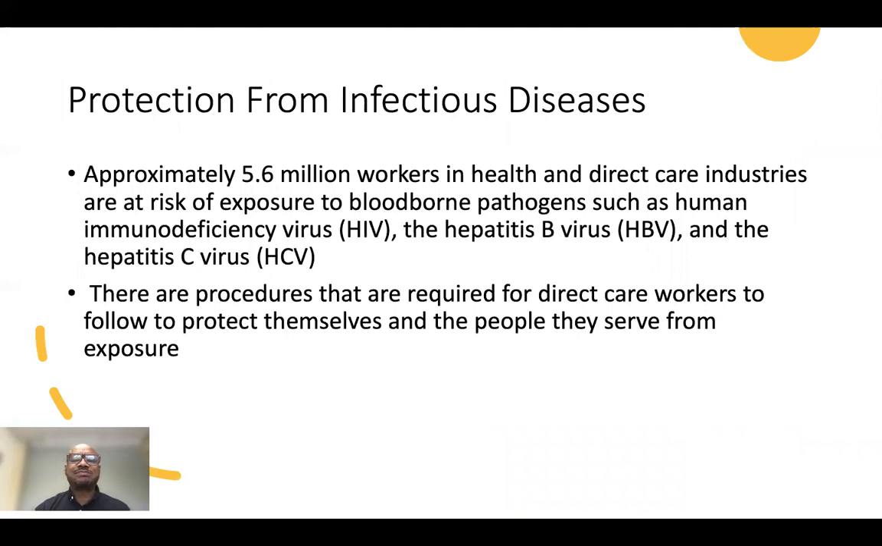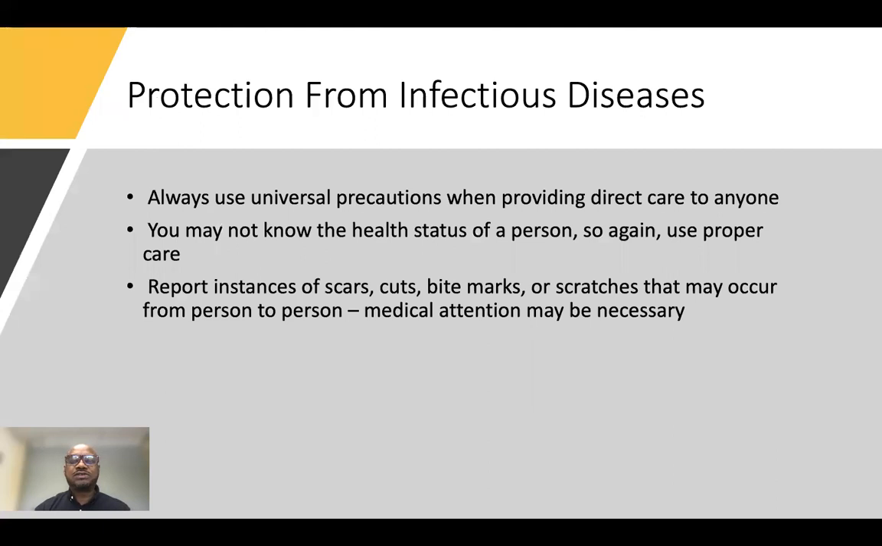Approximately 5.6 million workers in health and direct care industries are at risk of exposure to bloodborne pathogens such as human immunodeficiency virus, HIV, the hepatitis B virus, HBV, and the hepatitis C virus, HCV. There are procedures that are required for direct care workers to follow to protect themselves and the people they serve from exposure. Always use universal precautions when providing direct care to anyone. You may not know the health status of a person, so again, use proper care.